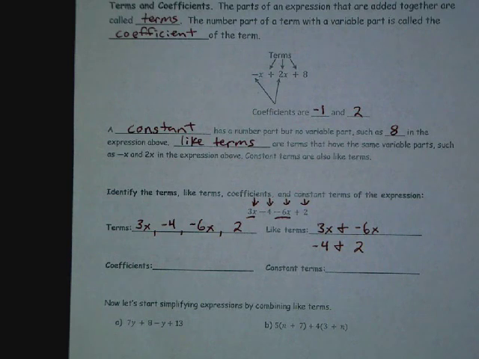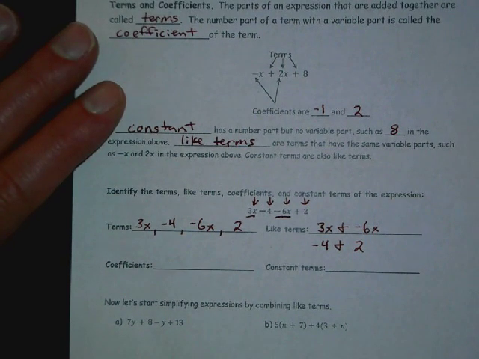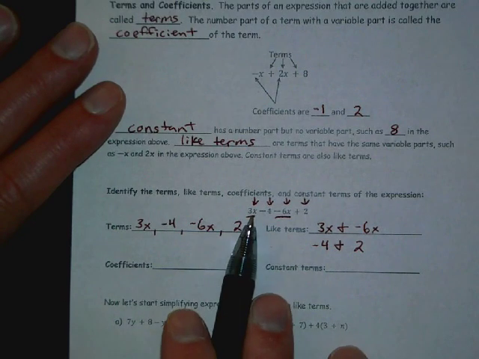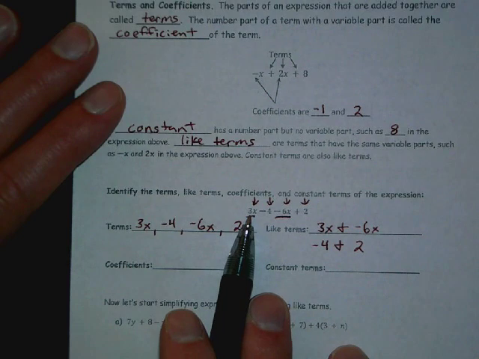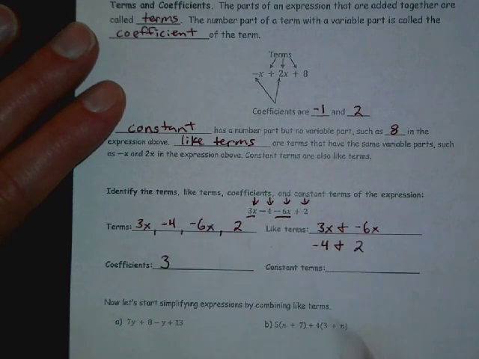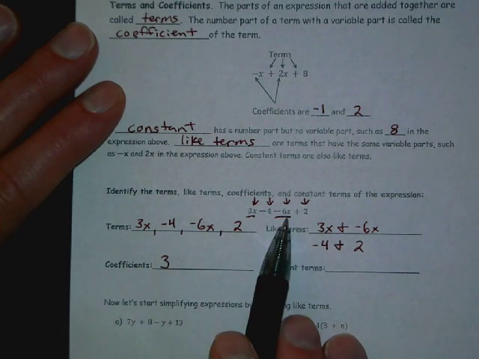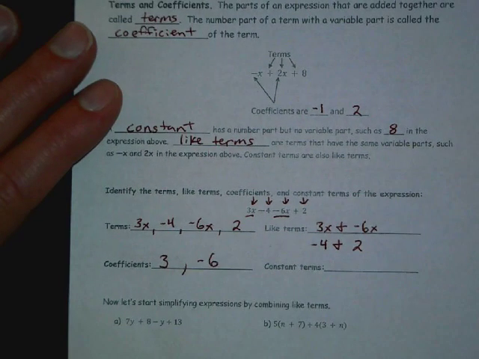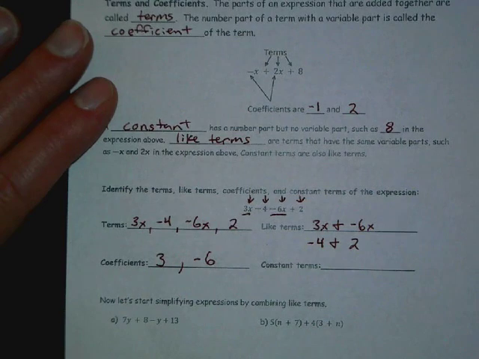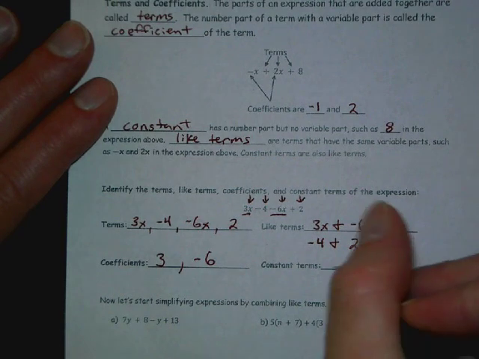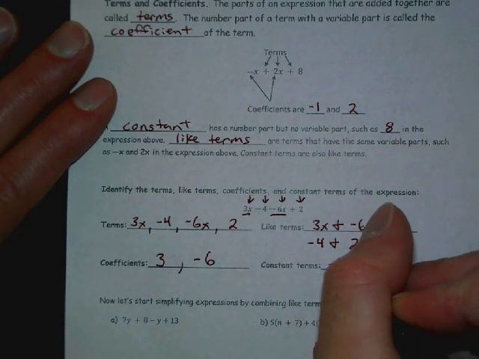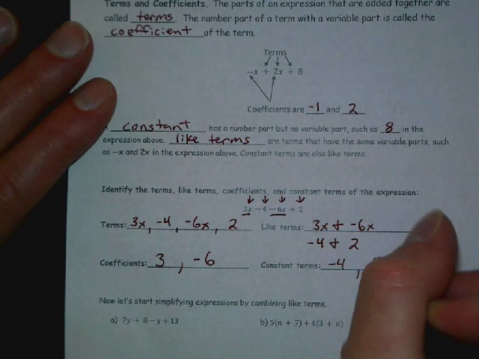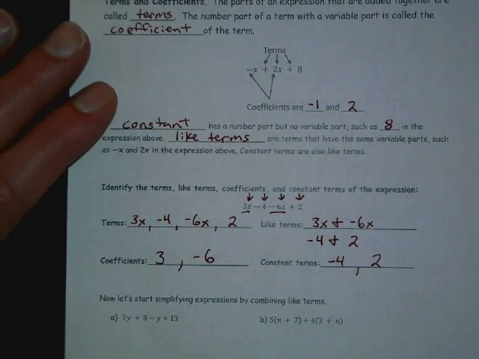If we were to list out the coefficients, coefficients are just the numbers in front of variables. So we have 2 coefficients here. The coefficient of this term is 3. The coefficient of this term with this x is -6. And then our 2 constants, once again, just think of regular old numbers, no variables involved, but constants. So we have a constant of -4 and a constant of 2.